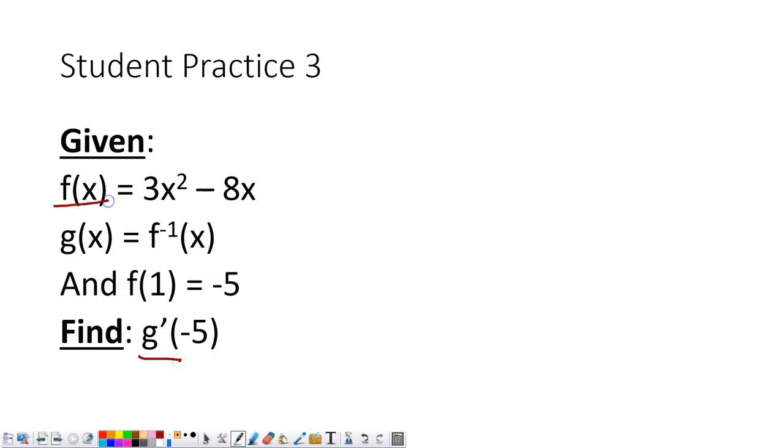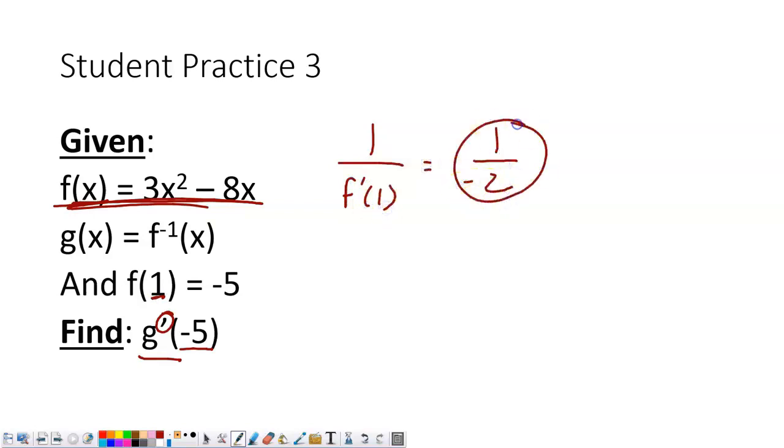Alright, once again, another way to do it is to say, okay, well I know that g is the inverse of f. And since I'm trying to find the slope of g at negative 5, that's going to be the reciprocal of the slope of f at 1. So I would just do 1 over f prime of 1. And after I calculate f prime of 1, I got my answer. So there you guys go.